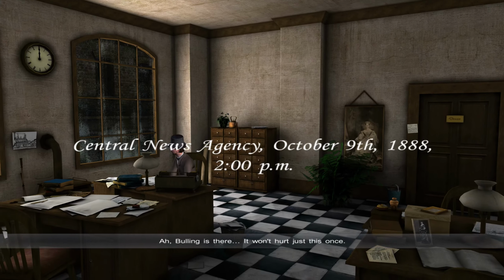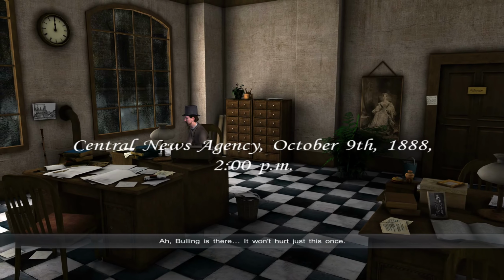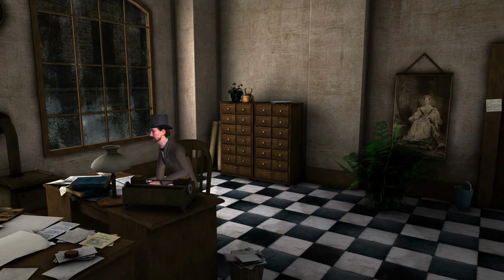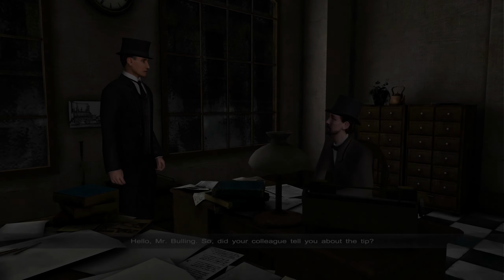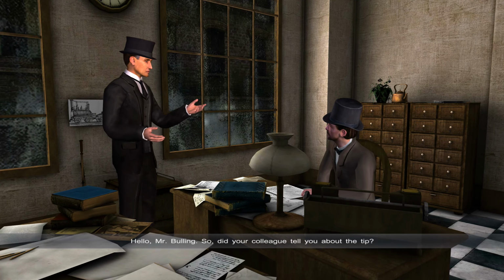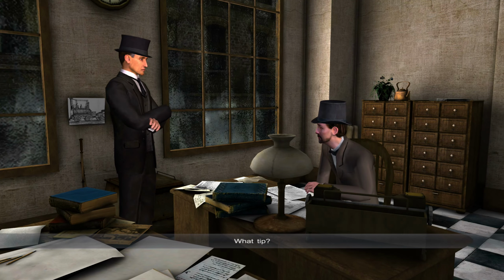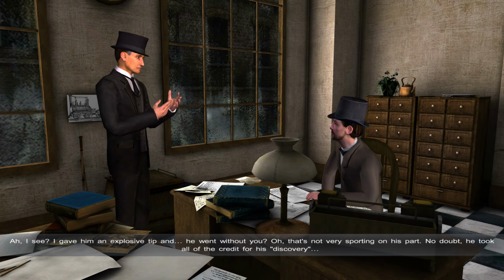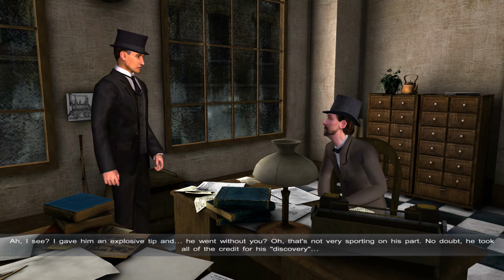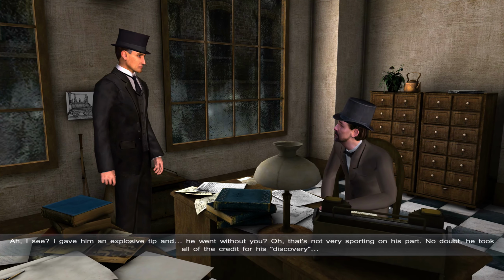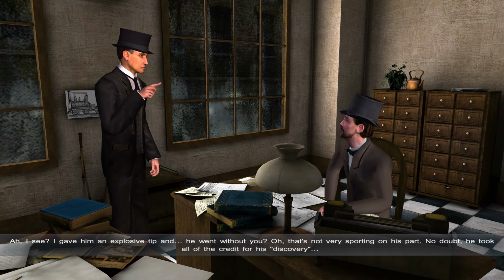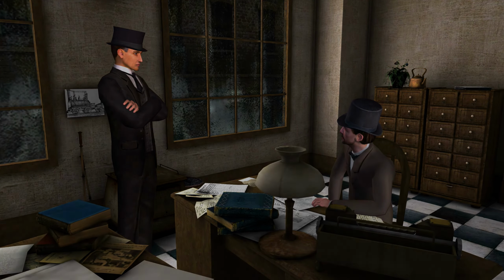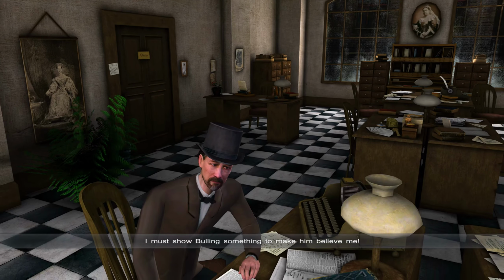Bulling is there. It won't hurt just this once. Hello, Mr. Bulling. So, did your colleague tell you about the tip? What tip? I see. I gave him an explosive tip and he went without you. That's not very sporting on his part. No doubt he took all of the credit for his discovery. You're winding me up, eh? I must show Bulling something to make him believe me.